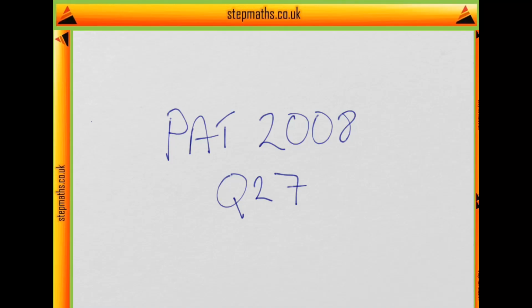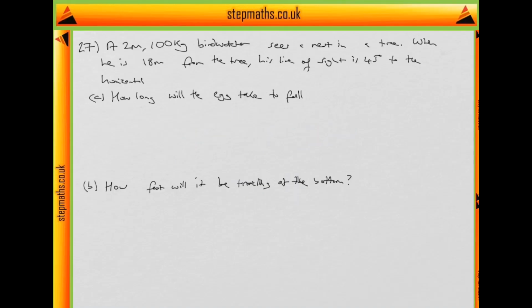So look at the paper in 2008, going through question 27. In question 27 we're told a very large bird watcher of height 2 meters and 100 kilograms mass sees a nest in a tree. When he is 18 meters from the tree, his line of sight is 45 degrees to the horizontal. We're asked, if the egg falls from the tree, how long will it take to fall?